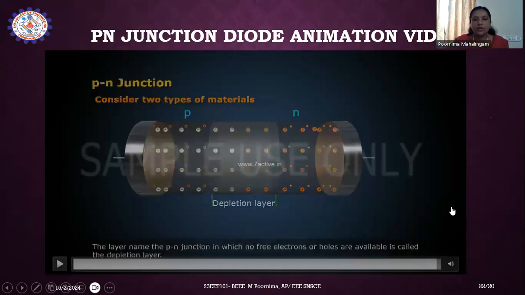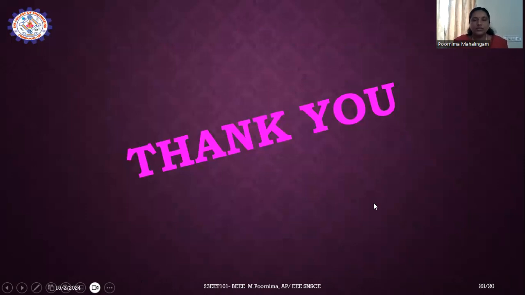I hope everyone understands what a PN junction is, what biasing is and the types of biasing, forward bias and reverse bias, how forward and reverse bias work, where this diode is used, and what the advantages of this diode are.